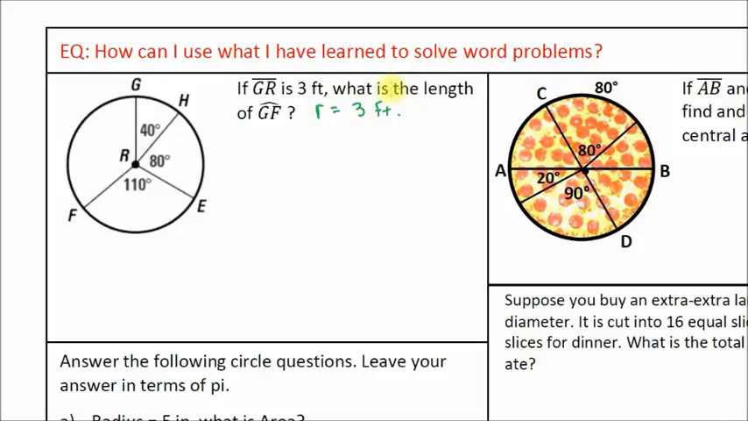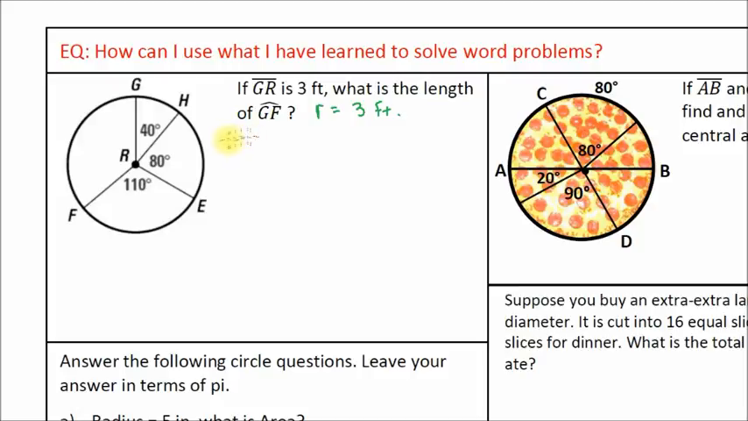Well, they want to know what the length of arc GF is, and before we can find the length of arc GF, we have to know what the measure of arc GF is. That tells us how much of the circumference, or what ratio, or what fraction of the circumference that we want. So to find this, we just use the property we know about circles. Circles add up to 360 degrees. When you go all the way around the circle, you go 360 degrees.